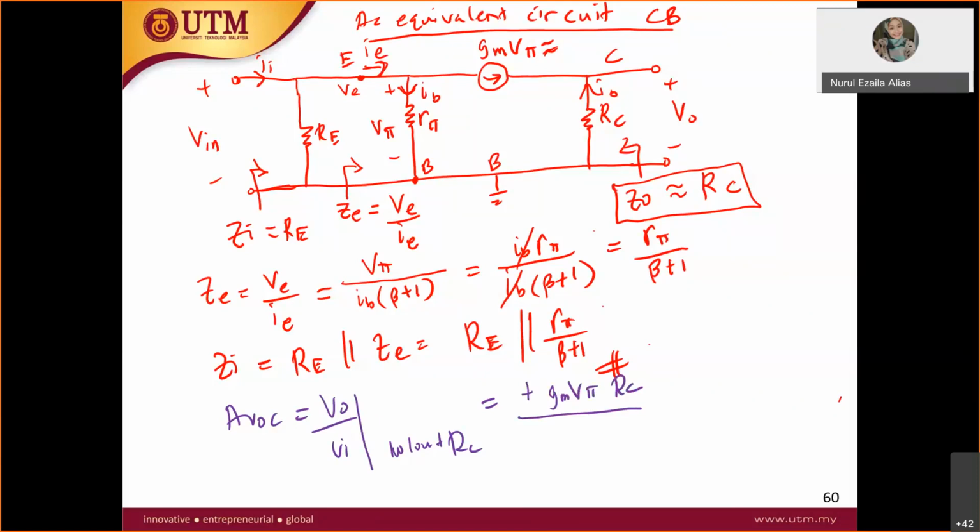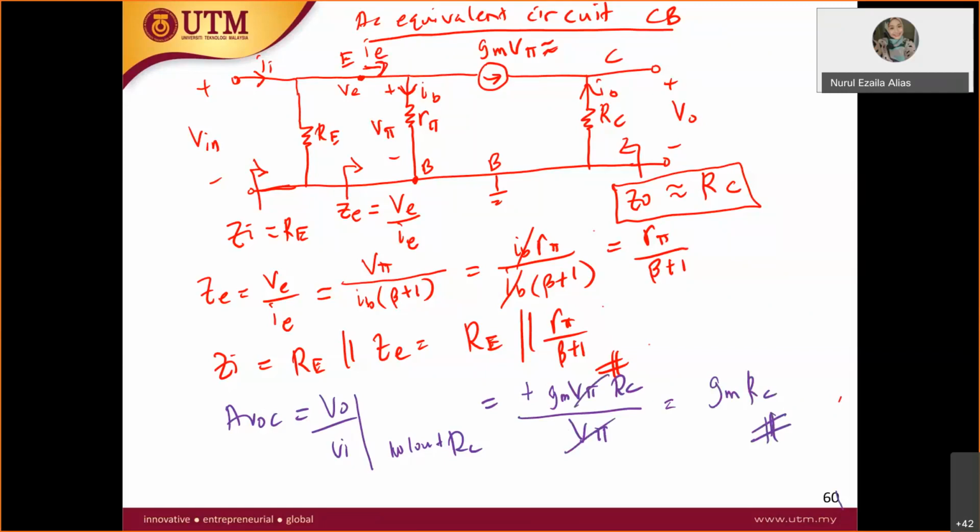What will be your V in? Very straightforward over there. V pi. Yes, V pi. Correct. Thank you. Cancel out V pi. Therefore, gm RC. Easy. That's why I said common base is the easiest.